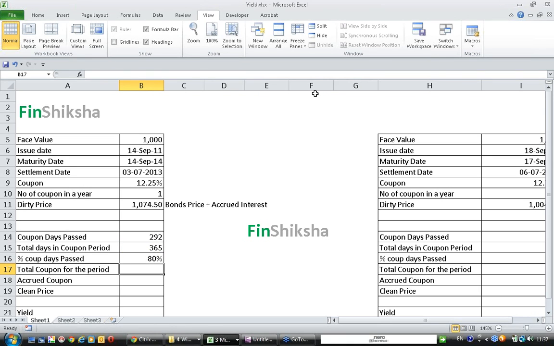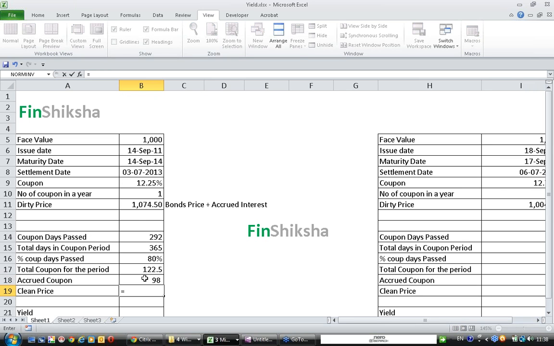So what is the total coupon for the period? The coupon for the period is given by face value into coupon percentage divided by the number of coupons per year. In this case it is 1, whereas if it is semi-annual, then you have to divide by 2. So the bond is entitled to 122.5 rupees of coupon per annum, out of which 80% has passed. So 122.5 into 80% is 98, which is the coupon that the seller of the bond is entitled to.